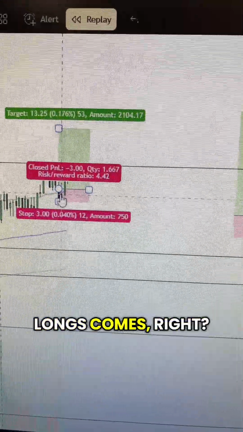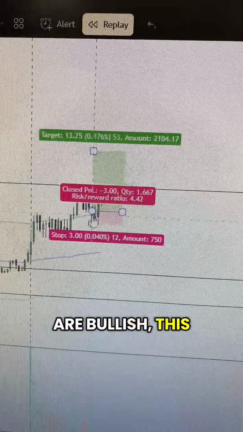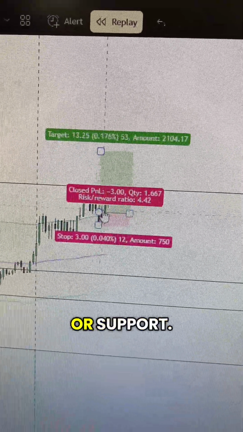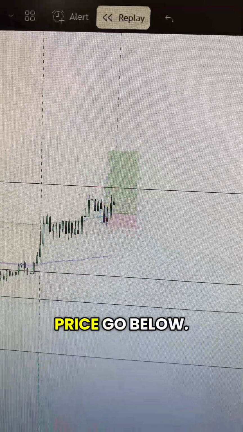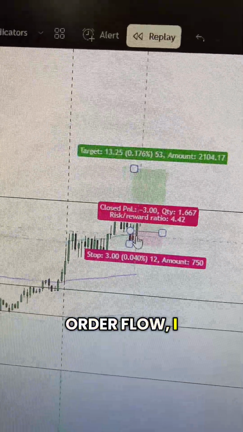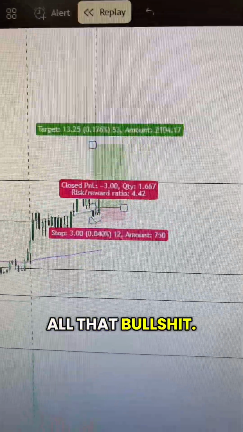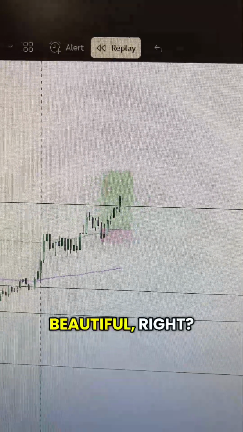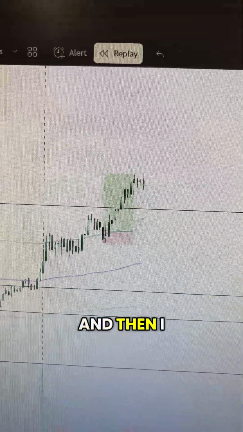and that is where my first long comes, right? Because if you are bullish, this is going to act as resistance or support, and then it won't let the price go below. And if that holds, I can be bullish. And I see order flow, I see sellers trapped, and I take these longs. Beautiful, right? And then I let it play out.